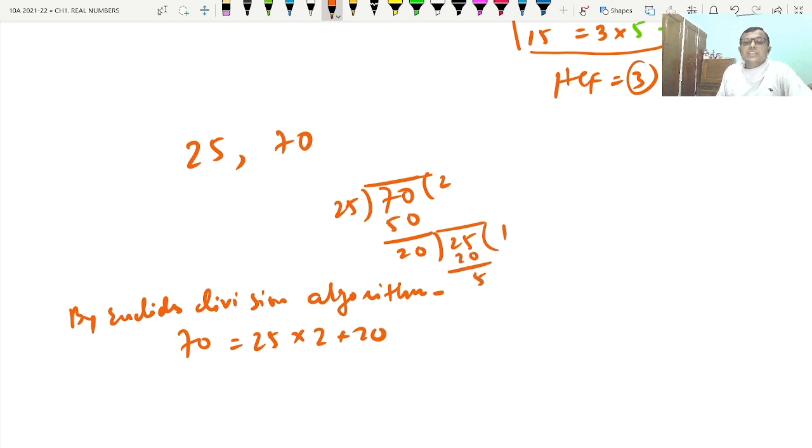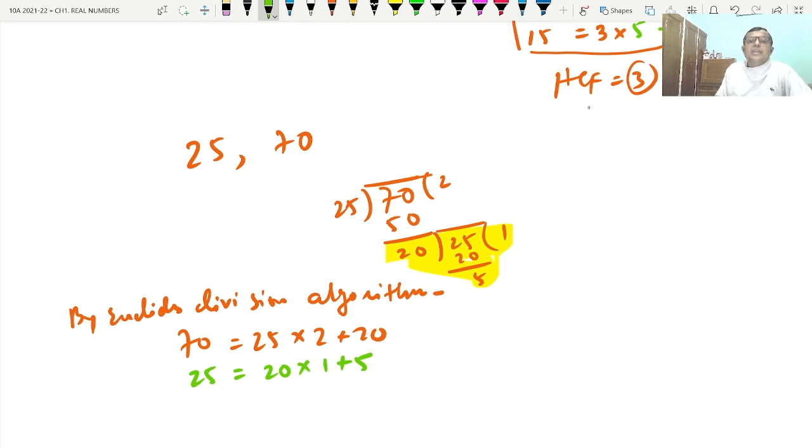That means we did this part. You write the algorithm for this part again. So what will you get? 25 is equal to, dividend is equal to divisor. Divisor is what? 20. Quotient is what? 1. Plus, what is the remainder? 5. So we have written the algorithm for this.